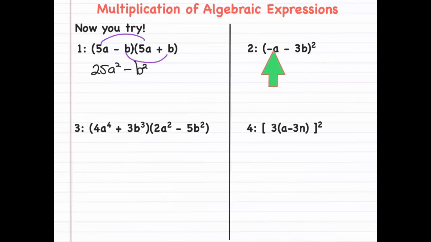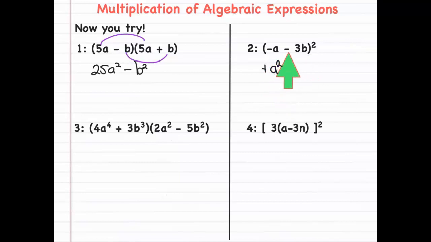This is a product of two binomials, the second type. So first times first, first times second times a 2, and second times second. So here we go. Minus a times minus a is a plus a squared. And then we go minus a times minus 3b times 2.